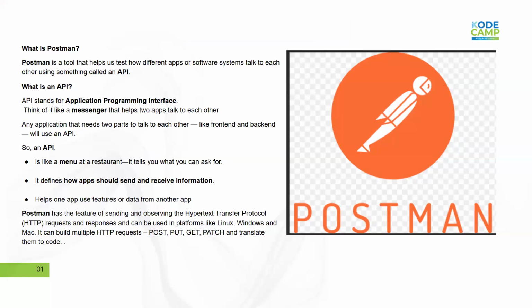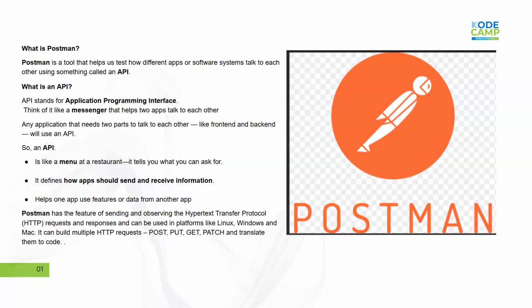So Postman is one of the tools, right? I want to start with the slide, the explanation. So before I'm done, everyone will be on the application, hopefully. Then we can just go to the application and understand the interface of the application together. So Postman is a tool that helps us to test how different applications or software talk to each other using something called an API. Postman is just one of the tools. We have other tools we can use, but Postman is one of the tools that lets us test.